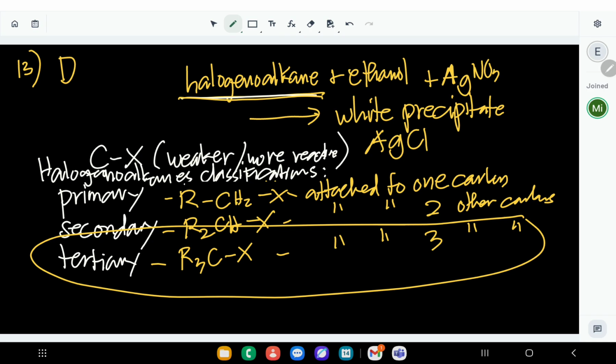So if you are asked for halogenoalkane classification, you need to identify first whether it is primary, secondary, or tertiary. And then if you're given options like this, you need to identify the specific compounds as primary, secondary, or tertiary. Okay, we're on number 14.